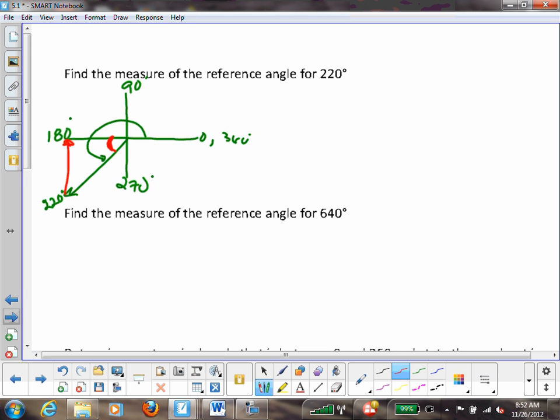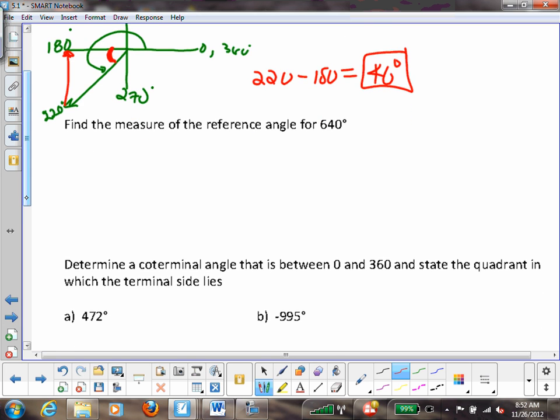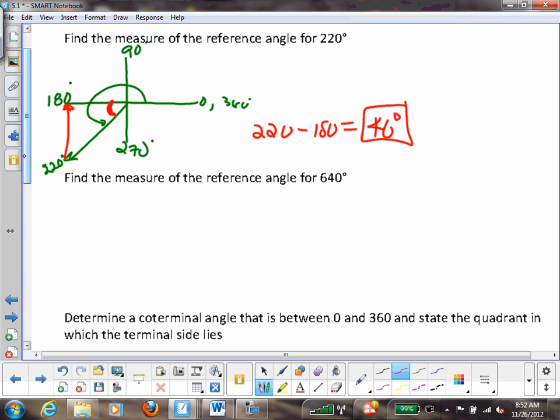How am I going to find it? What is that degree? What is this little bitty rotation here? 220 minus 180 leaves me with 40 degrees. This is my reference angle. Because I got to go past 180. 180 is that horizontal axis. I've gone 180 degrees plus how much to get me to 220? 40 degrees. Do not use 270. Wrong answer. Okay?